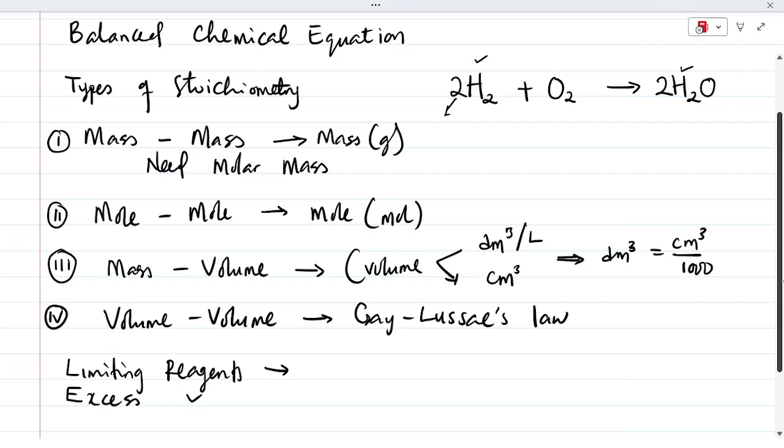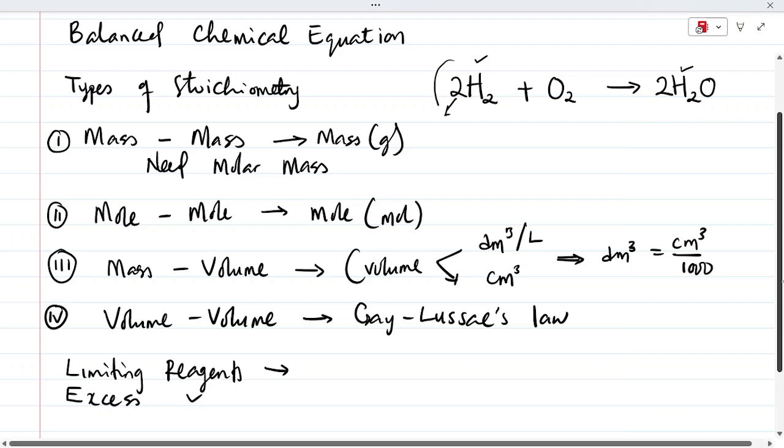What you simply do is, like we said, when it comes to mass, you need the molar mass. Hydrogen, the atomic mass is 1. So the molar mass becomes, it has 2 atoms, is diatomic. 2 times 1, that is 2. So the molar mass of hydrogen becomes 2.